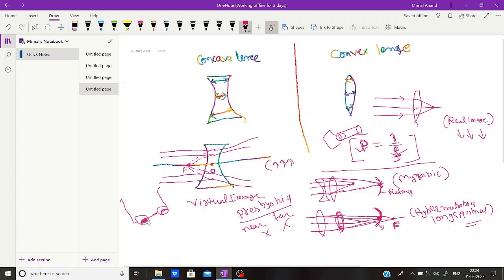This below lens is made to correct the myopia, that means near, and this lens is inserted in these spectacles to correct the hypermetropia.